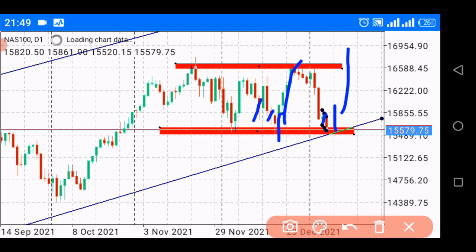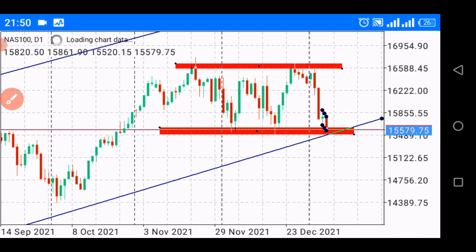to the upside. And if we have that movement to the upside, yes, we are expecting a breakout of this zone to the upside. Then we are expecting a continuation to the upside. So that is really what I discovered in Nasdaq. I don't want to waste much of our time.